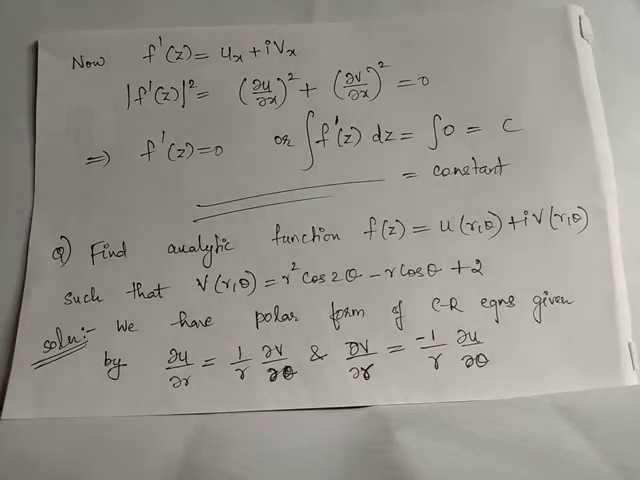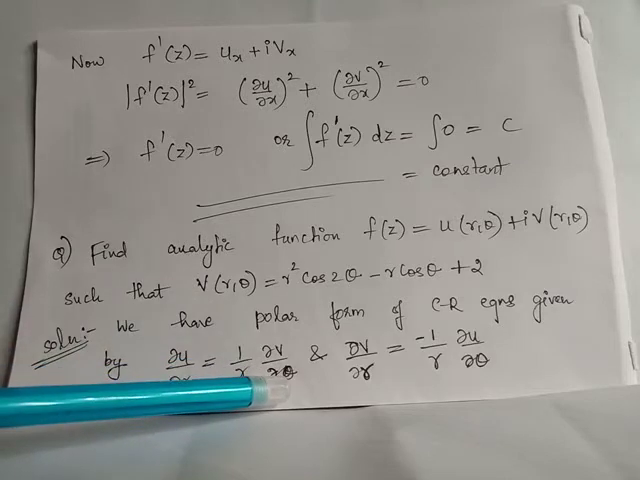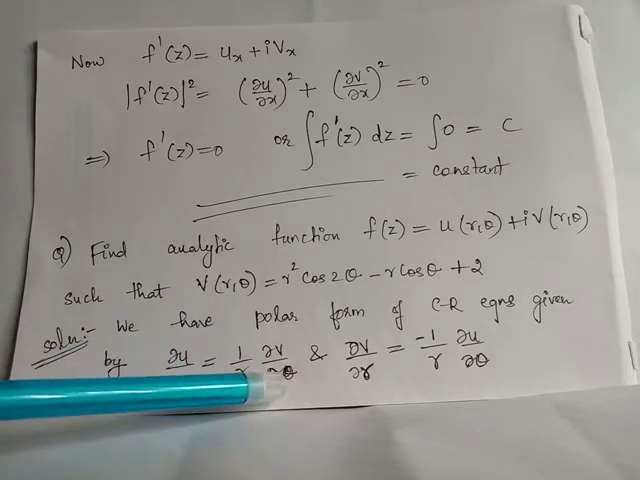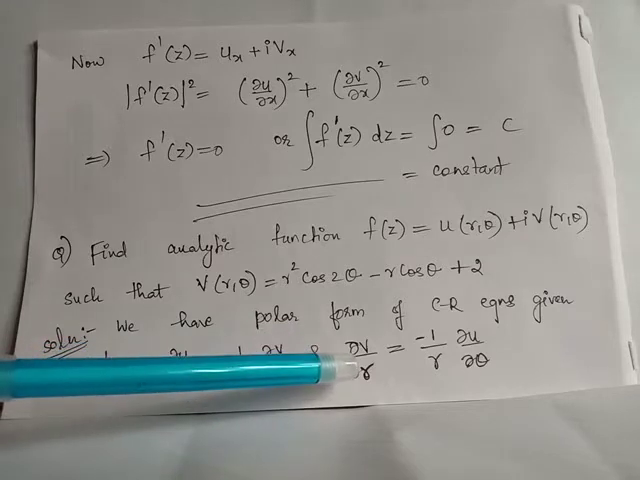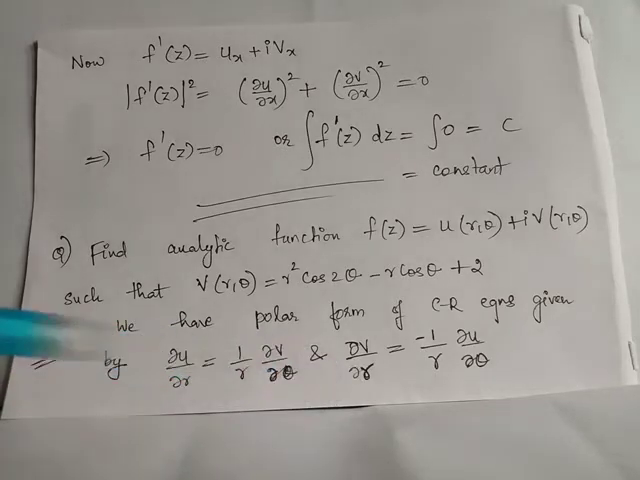We'll be depending on the polar form of CR equations: dou u by dou r equals 1 by r dou v by dou theta, and dou v by dou r equals minus 1 by r times dou u by dou theta. Looking at the expression v, taking the first order partial derivative of v with respect to theta, treating r as a constant, we get dou v by dou theta. Also, we can evaluate the first order partial derivative of v with respect to r, treating theta as a constant. With these two expressions, we will find out the well-defined expression of u. Having found u, we can frame f of z equals u plus iv, which will give us the analytic function in terms of polar system r and theta.